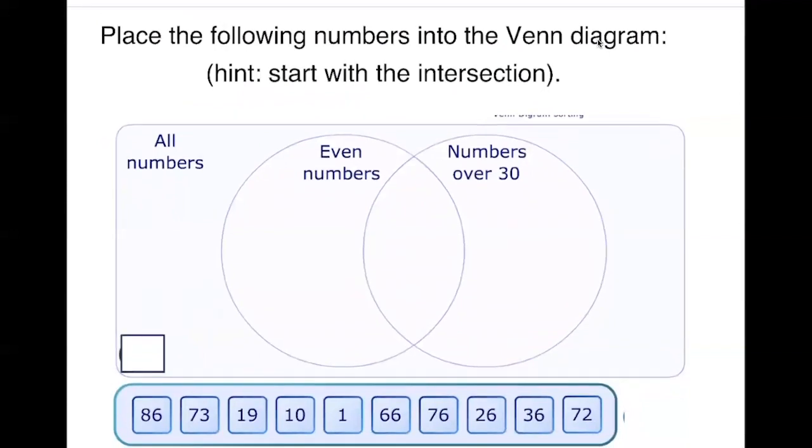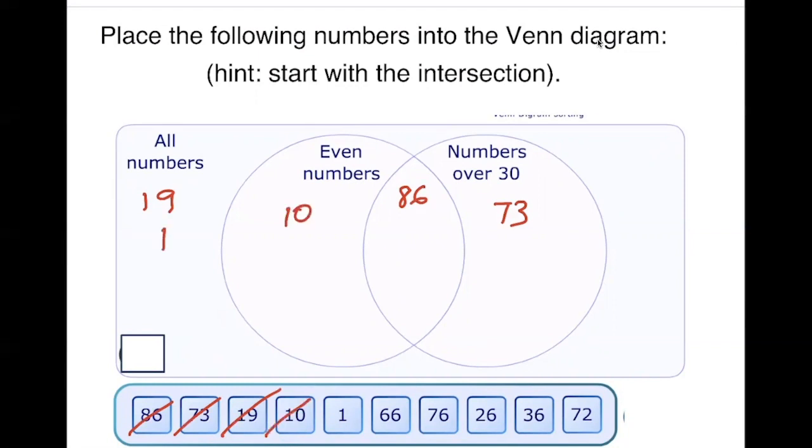Okay, so now pause the video, and I want to put these numbers into the grid. There are 10 numbers there. Put them into either the universal set, the set for even numbers, or the set for numbers over 30. Pause the video and then quickly have a go. Okay, so we've got in the middle here, we should have 86 because it's an even number and it's over 30. We should have 73 here because it's over 30 but not even. 19 should be over here because it's neither even nor is it over 30. 10 is an even number, but it's not over 30.